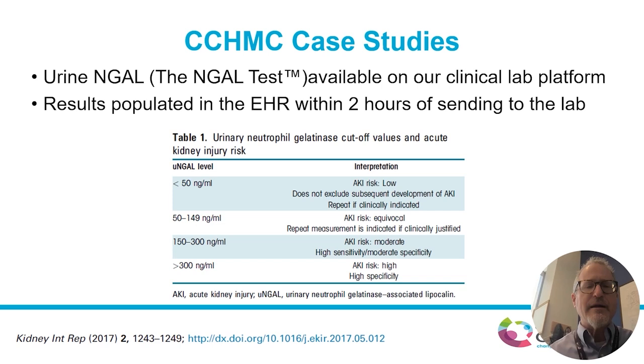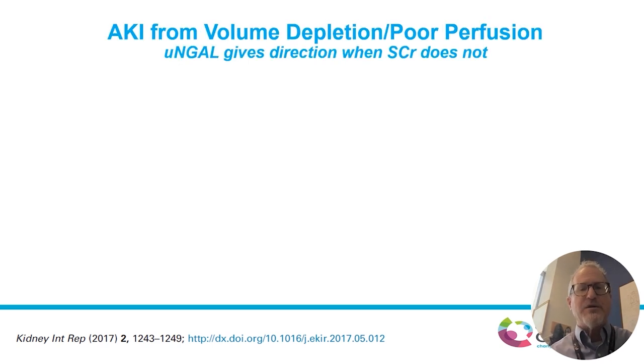And currently, we have 4 different levels of interpretation for NGAL: less than 50 is low risk, 50 to 149 is equivocal risk, 150 to 300 nanograms per ml is moderate risk, and greater than 300 nanograms per ml is high risk. With the recent FDA clearance for NGAL and a new threshold based on the EARLYARF and guidance data, we may calibrate these a little bit, but it's not going to be very much different. So let's get to the cases.